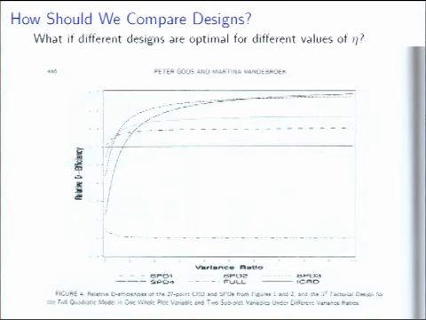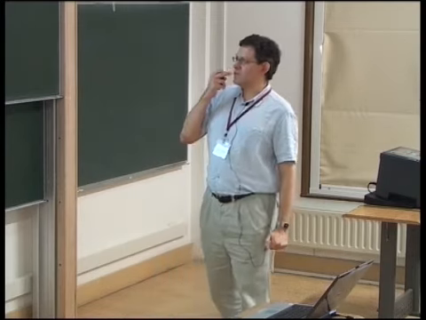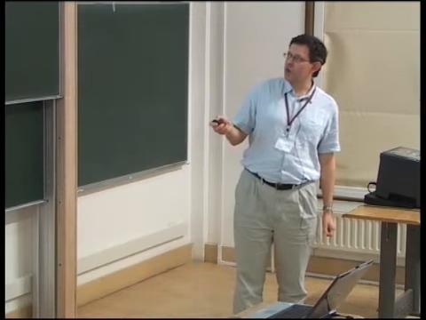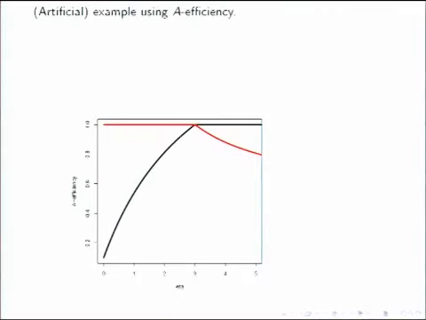Now, I decided to illustrate my point that I find D efficiency too difficult to understand, so I would illustrate it using A efficiency with some artificial examples, because at least I know what A efficiency means. So let's say we've got two candidate designs. One of them is optimal for small values of eta, and the other is optimal for large values of eta. So which is best? Your first thought might be the red one is best, because it's always at least 85% efficient, whereas the black one can be less than, well, I don't know, 10% efficient or something.